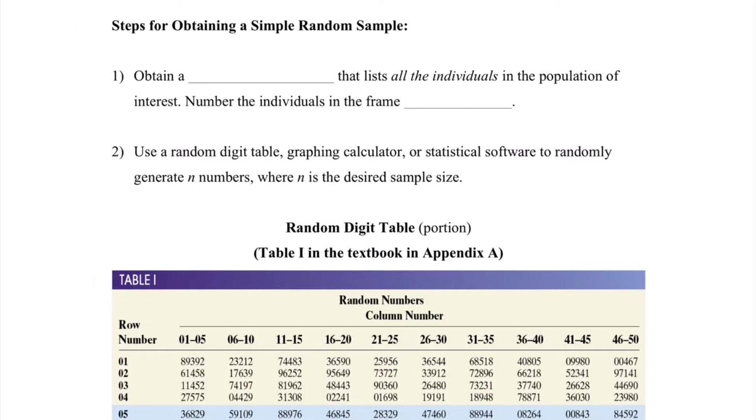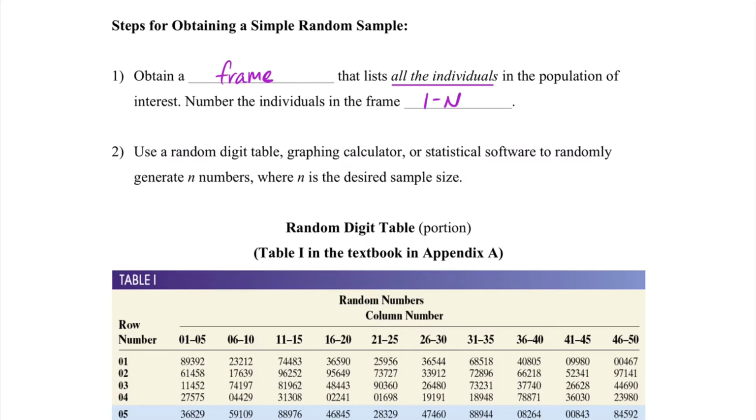So now let's discuss the steps for obtaining an SRS, that simple random sample. First, we need to obtain a frame which lists all the individuals in the population of interest. Then we'll number the individuals in the frame from 1 to capital N, being our population size. Next, we'll use a random digit table, graphing calculator, or some software to randomly generate n, our sample size, numbers.